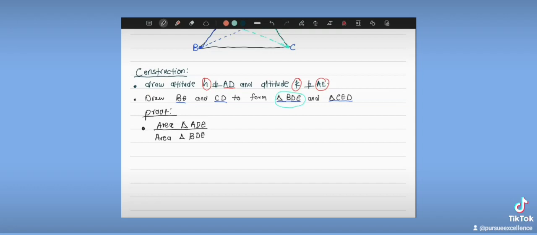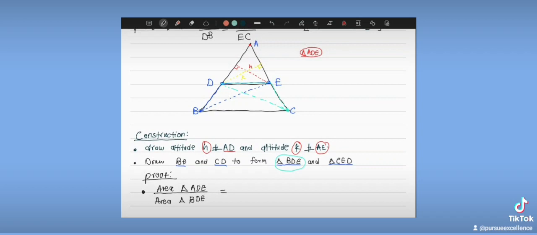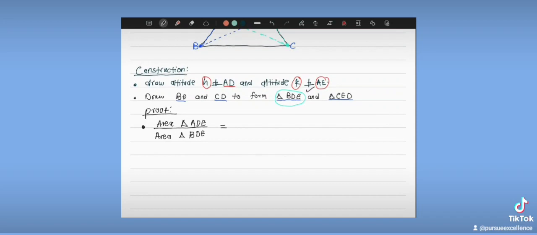Let's go back to the diagram and check the triangles that we are using here. The area of triangle ADE. ADE is the first triangle. Remember we drew the altitudes H and K in the triangle ADE. This is the triangle ADE, divided by the area of BDE. BDE is the one that I constructed here. You can see this is the BDE here. Remember that the area of a triangle is equal to half base multiplied by height.